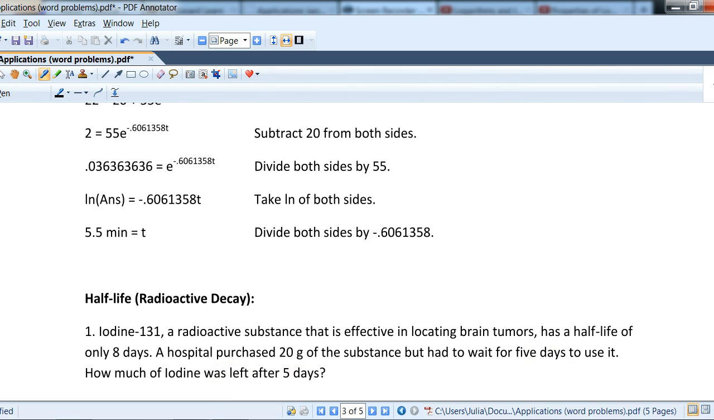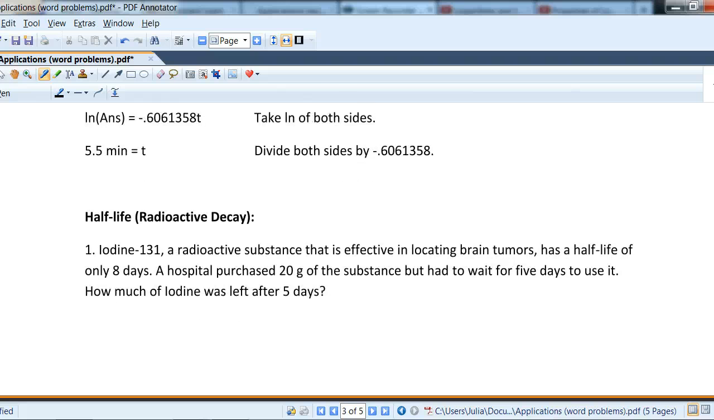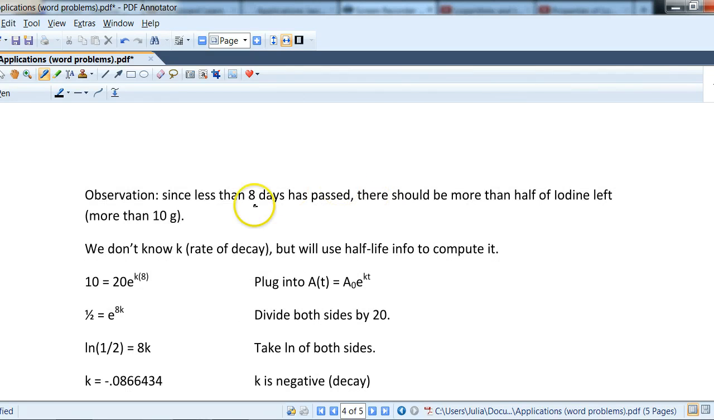So hopefully you can figure out, well, after 8 days you would be left with exactly half. Now, 5 days is a little bit shorter, so you should have a little bit more than half, so a little bit more than 10 grams. That's how you can approximate your final answer when you're working on these. But let's use the standard model.